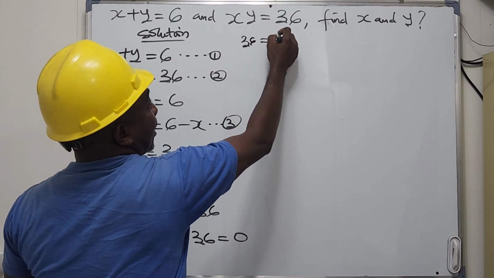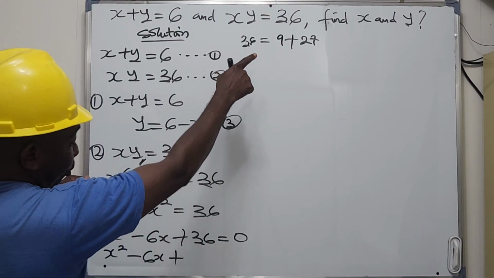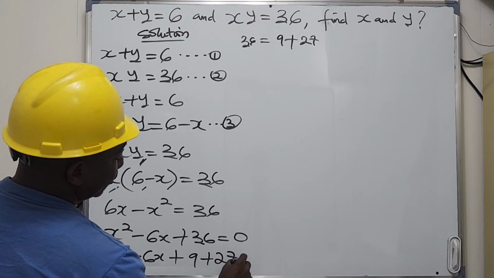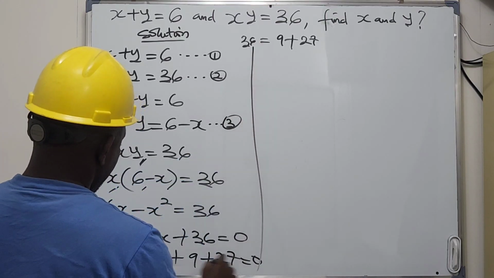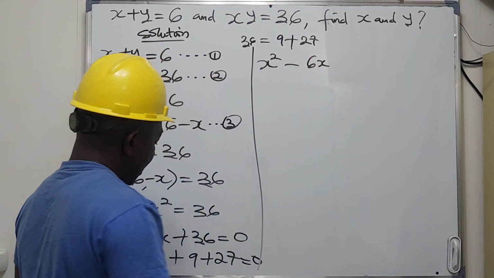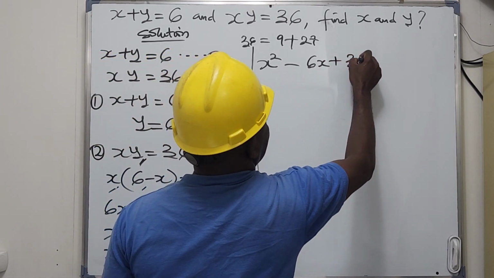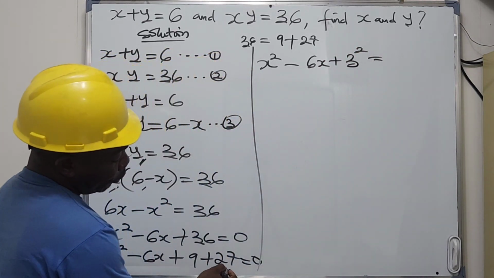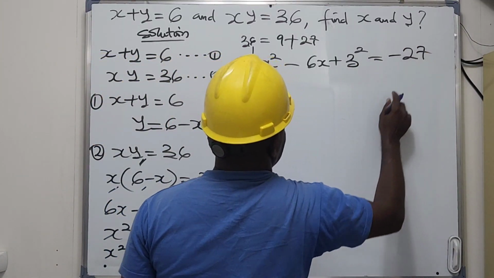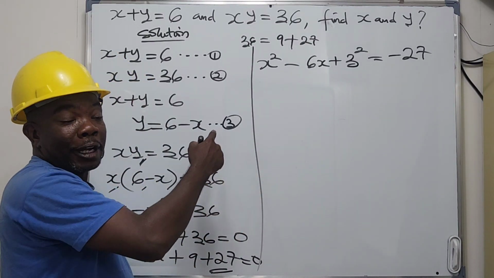36 can be written as 9 plus 27. So in that case, we will substitute that in the place of this 36. So we have here 9 plus 27 equals 0. So this becomes x to the power of 2 minus 6x plus 9, where 9 can be written as 3 to the power of 2, plus 27 equals 0. We can move this 27 to the right hand side where it becomes minus 27. The reason why we are doing that is that we are looking for a way for us to factorize this.